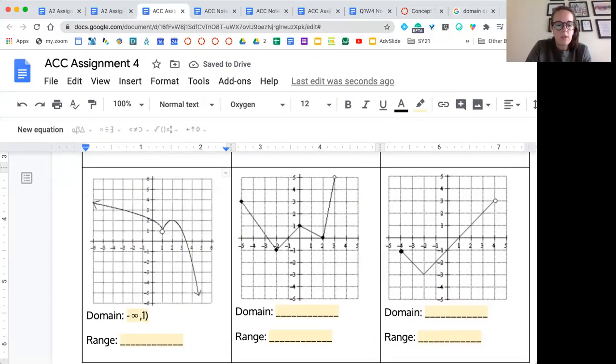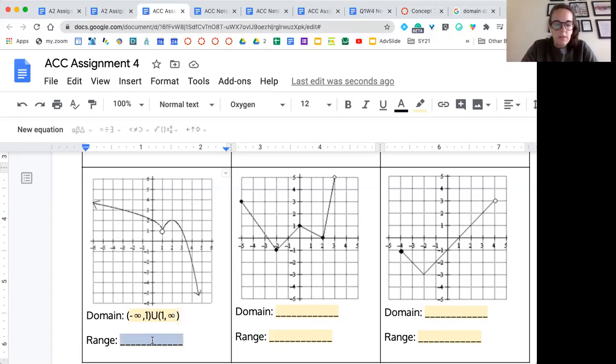And then the way that we show that it picks up again is we put an uppercase U like that. It means that we're bridging these two things together. And then it picks up again at 1, and then it keeps going out forever and ever, which is positive infinity. So what this is saying is that all the numbers from negative infinity up until 1, not including 1, and then starting after 1 all the way to positive infinity. So it goes to the left forever and right forever without 1.